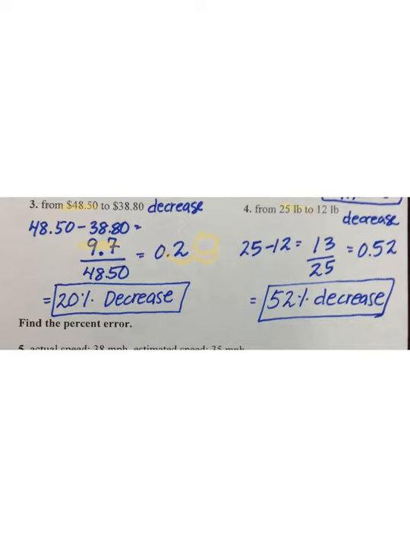Number 4, from 25 pounds to 12 pounds, 25 minus 12, 13 is the amount of change, and I'm dividing it by the original amount, which is 25 pounds. So 13 divided by 25 is 52 hundredths. To the right, that's a 52% decrease.